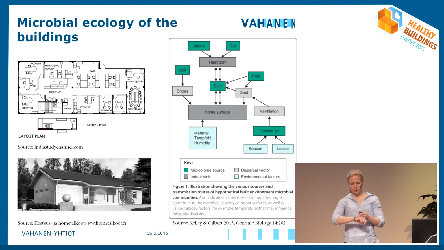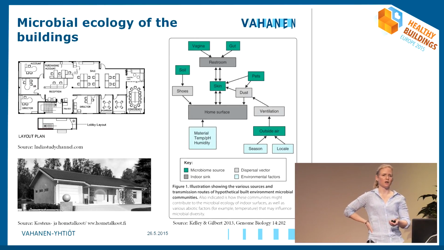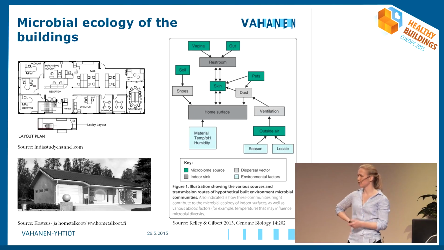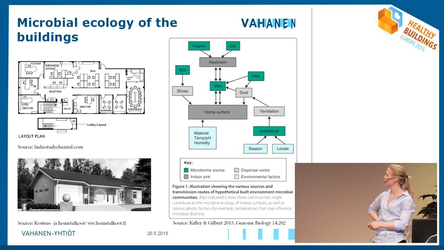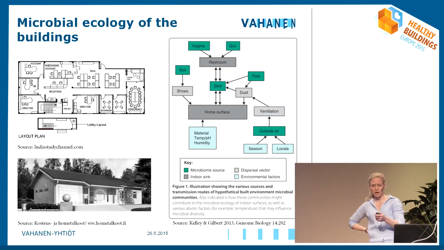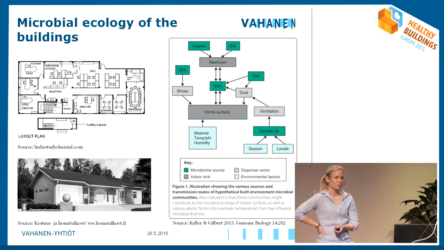So today the research is concentrating, when we talk about the publications that have been put out in the field, largely on indoor surfaces. This is a representation of the mechanistics of indoor microbiomes. There are green sources, and then there are sinks and dispersal vectors and environmental factors. And there is soil, vagina, gut, skin, pets, and outside air as sources. But from my perspective, these are not interesting.